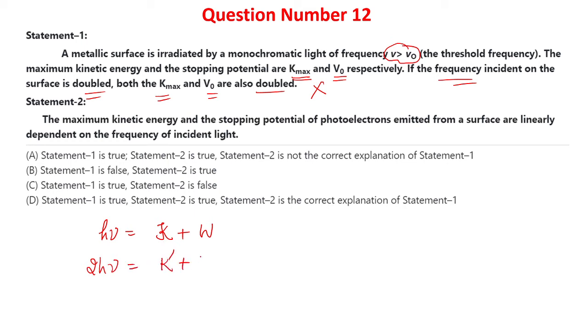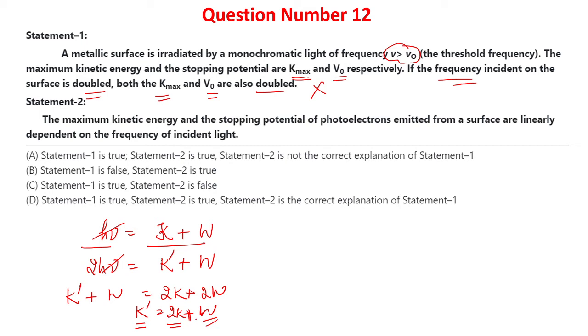then K becomes K dash, but work function doesn't change. So if we divide these two, h nu cancels. 2K plus 2W, cross multiply, is equal to K plus W. Taking W to the right hand side, K dash becomes 2K plus W. So kinetic energy K dash becomes twice the kinetic energy plus something more, that is, kinetic energy is more than double. Same way, cutoff voltage would also become more than double. So the first statement is false.